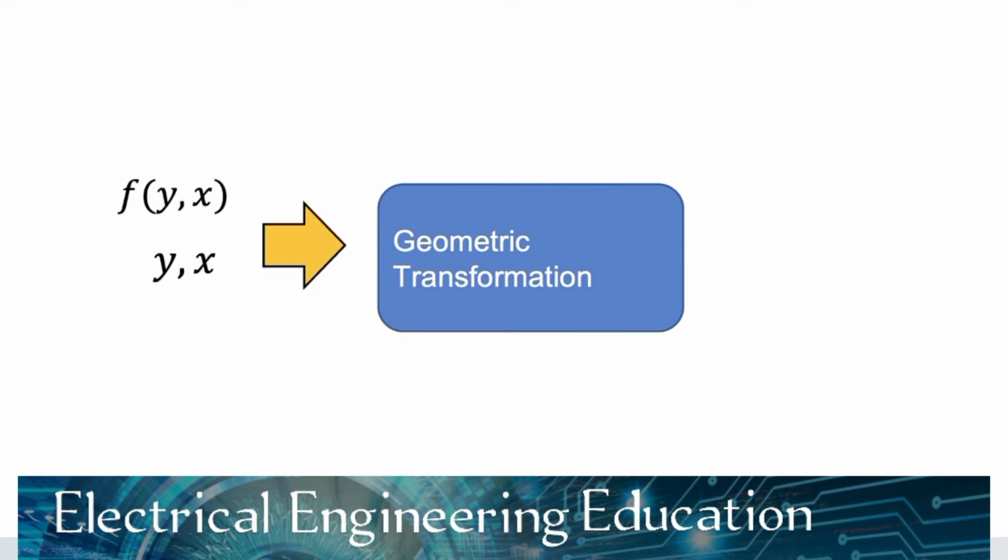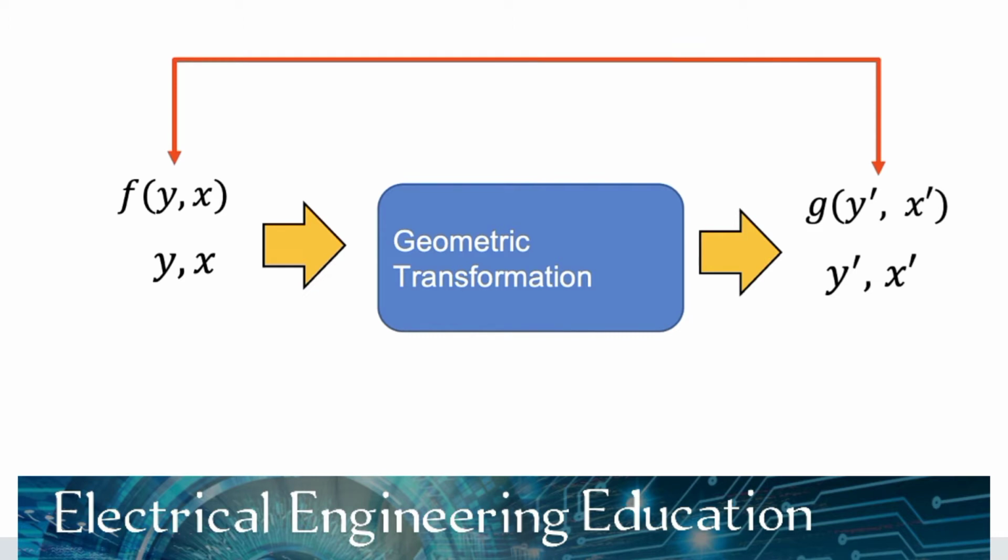In a geometric transformation, we change the coordinates of the image, x and y. The new image g is a function of x prime and y prime. G at x prime and y prime has the value of f corresponding to the values that have been mapped from x and y. We will deal with a subset of geometric transformations called affine transformations.